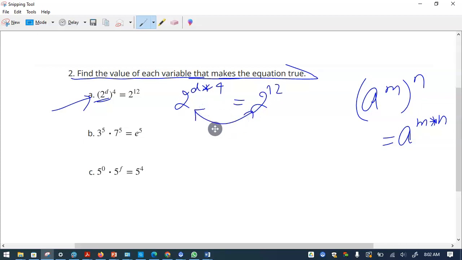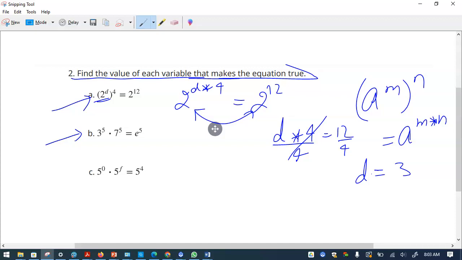So now both bases are the same. So if the bases are the same, therefore the exponent has to be the same. And now we can divide by 4. So the 4 crosses out and you get d equals 3 and you're done.